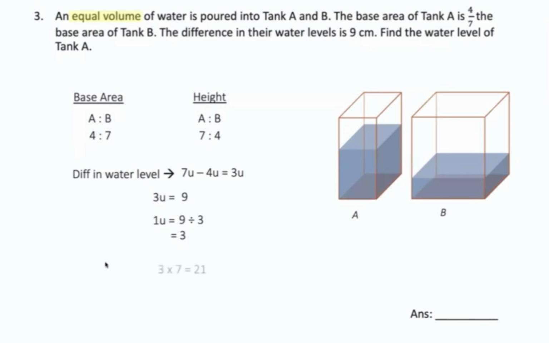So 3 times 7, 21. Got it? I don't know how you get 12. You go 3 times 4 or 3 times 4. Please, you must use the right ratio. We are talking about the water level. So use this ratio. If you get 12, it means you multiplied the wrong ratio.